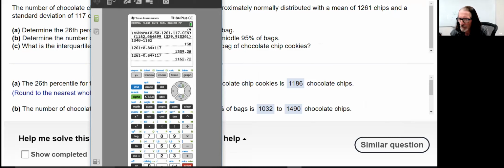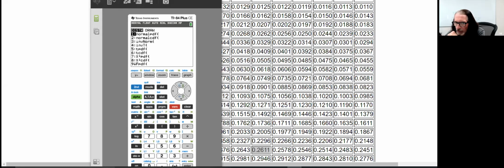It is different. Just going to see what happens. You know, the table should be less exact. Go to the left, so negative 10 to the 99 up to whatever answer I just got. Mean was 1261. Standard deviation was 117. I should get an area to the left of the answer we just got, being around 0.26.